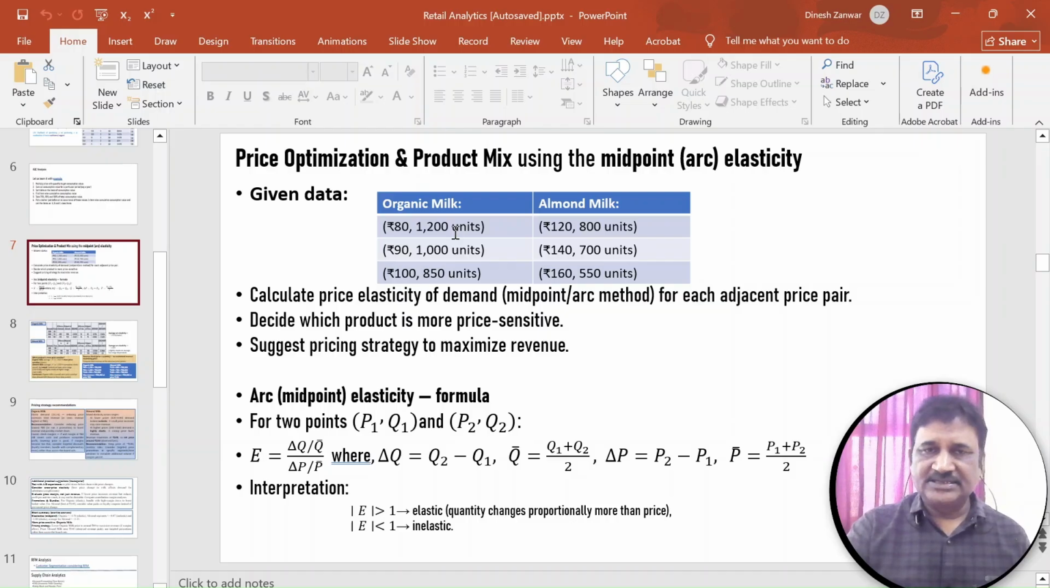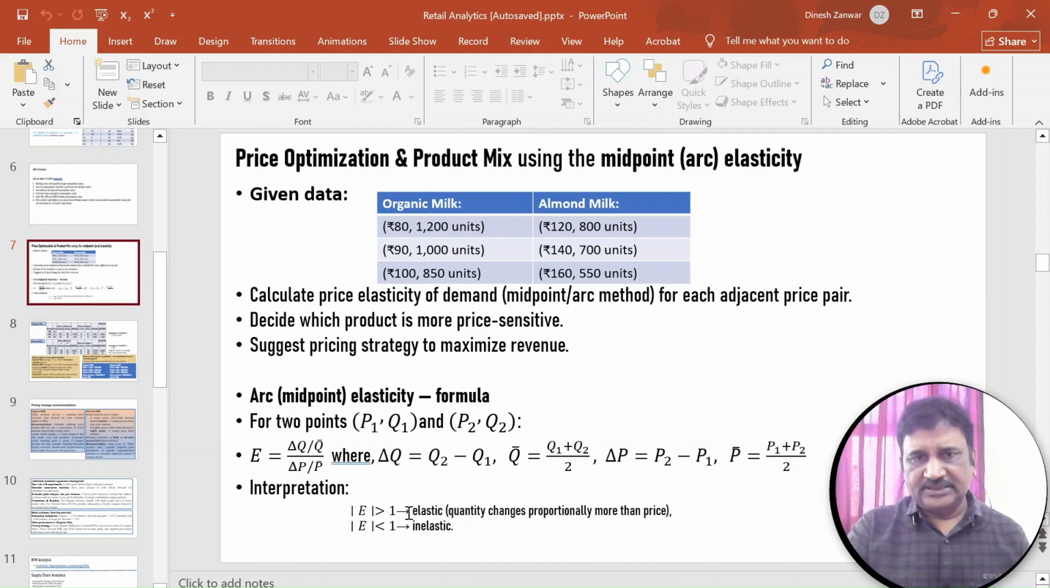We will be finding price elasticity of demand in both the cases. Price elasticity of demand is nothing but the ratio of change in quantity, change in demand, divided by change in price. But we will be dividing change in demand by the center point of the demand, and change in price by the center point of the price. Okay, very simple formula. Change in demand divided by center point of the demand, the center point of the points we are considering, and change in price divided by center point of the price, right?